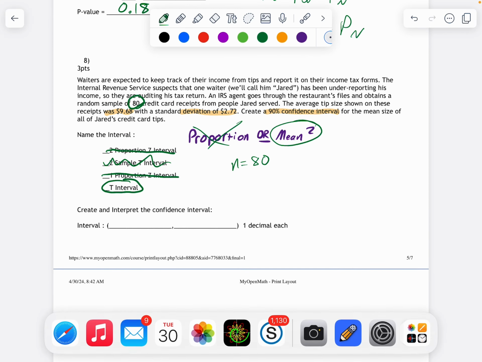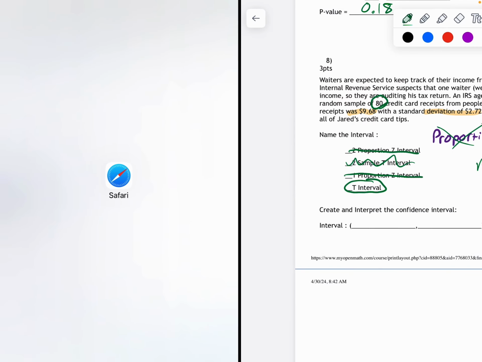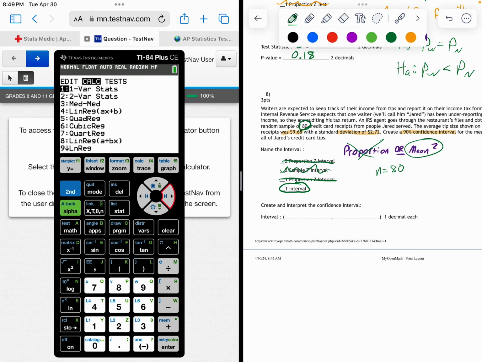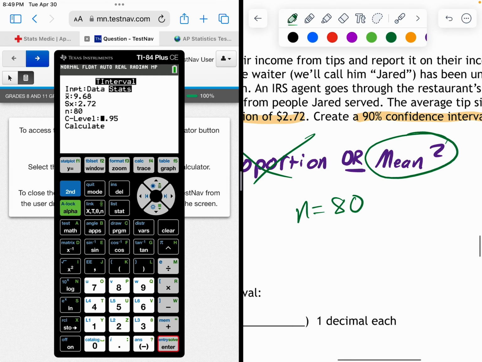All right, let's plug it in the calculator. We're just making an interval, so I don't need to think about my hypotheses. Stat tests. This is a t-interval. Stats. The average from the 80 receipts was $9.68. Standard deviation was 2.72. N is 80 receipts. We're doing 90% for me. I don't know what yours is.